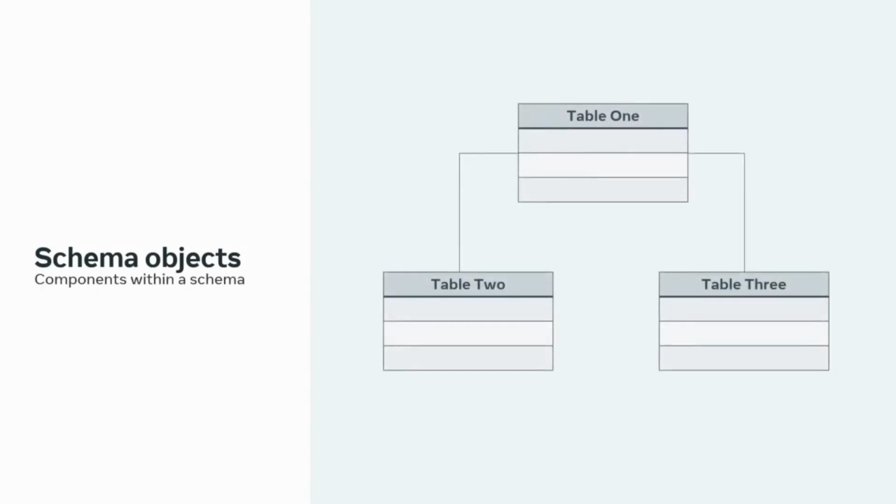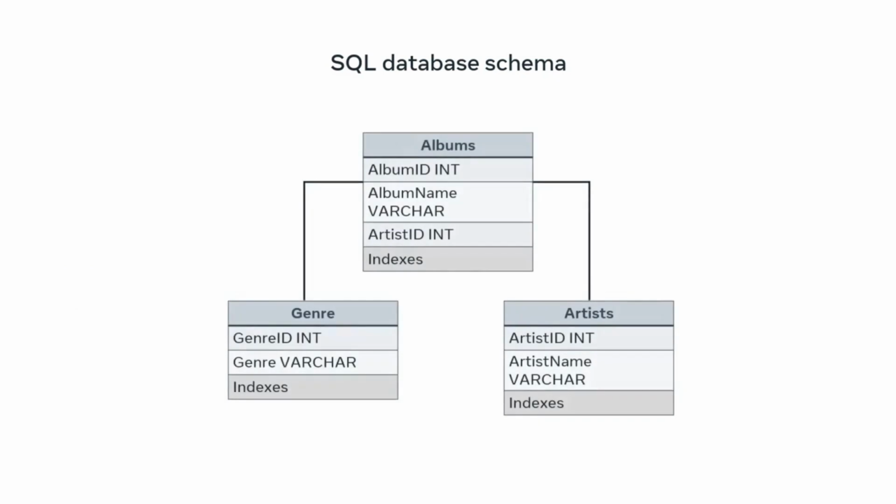Let's now cover the components of a database. A SQL Server schema is comprised of what are known as schema objects. Many of these objects will probably already be familiar to you from your study of databases. They include tables, columns, relationships, data types, and keys. An example of a SQL database schema is a music database with data on artists, albums, and genres all stored in separate tables. However, these tables can still be related to one another through various keys.